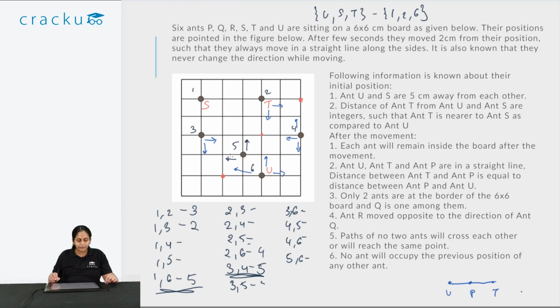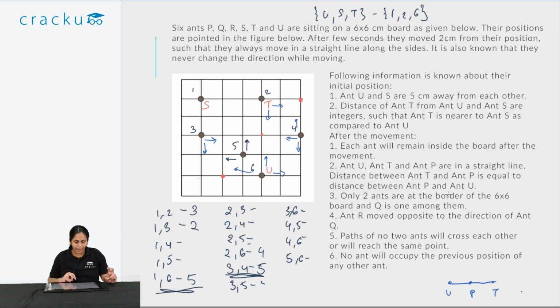So if it moves left, what is the condition? So if it moves left, it is over here and 3 is over here, and if it moves up, then 3 is over here and 5 is over here. But in that case, there won't be anything which is at the border. We have to have 2 ants at the border. This one has actually come in. So we need at least 1 ant to be at the border. So we have T which is at the border. We need 1 more ant in that case to be at the border.